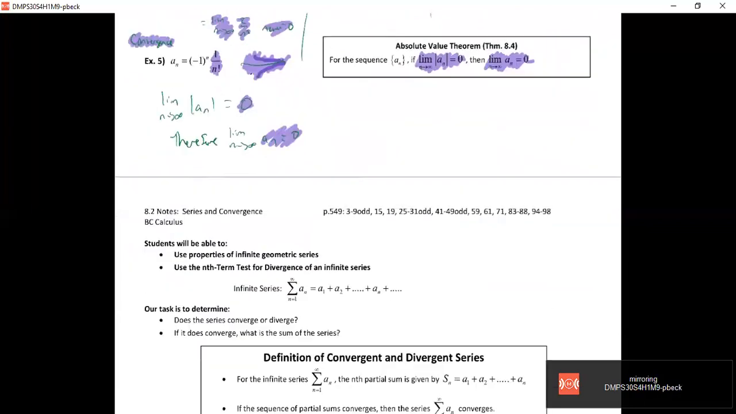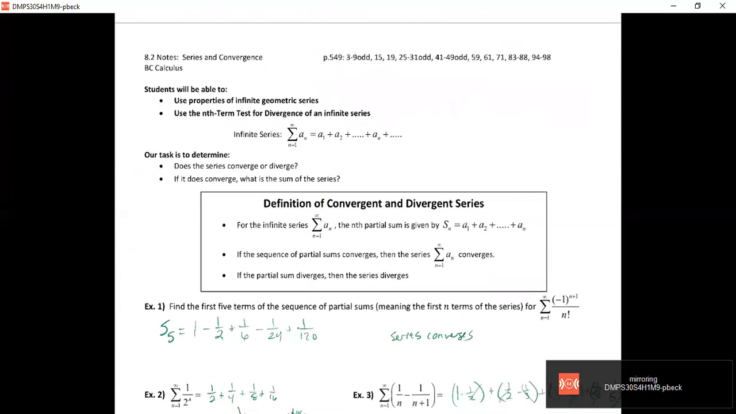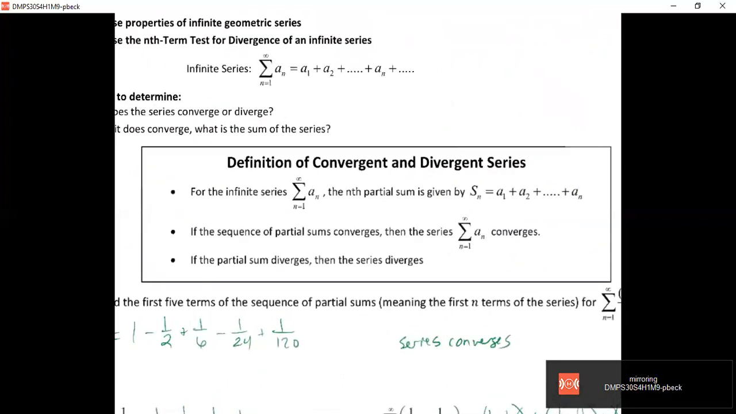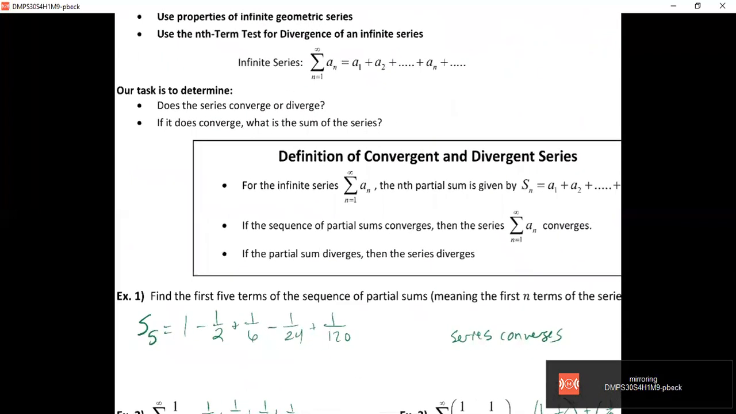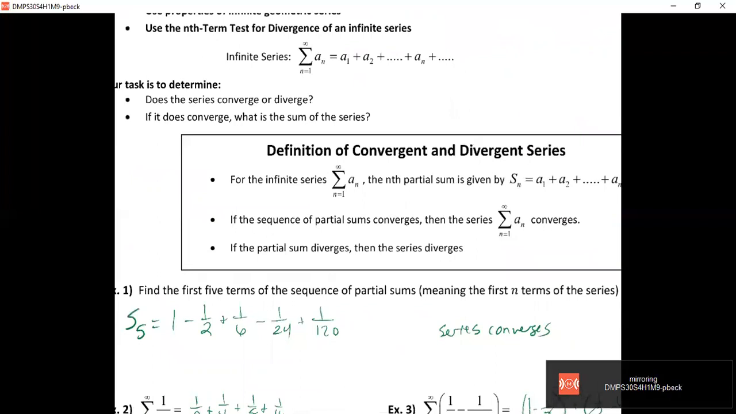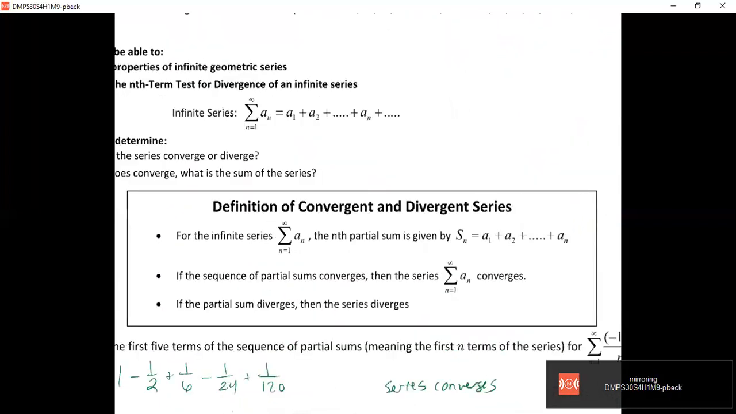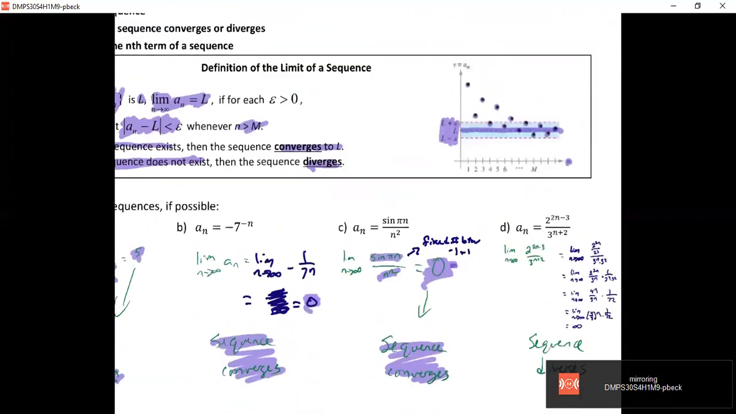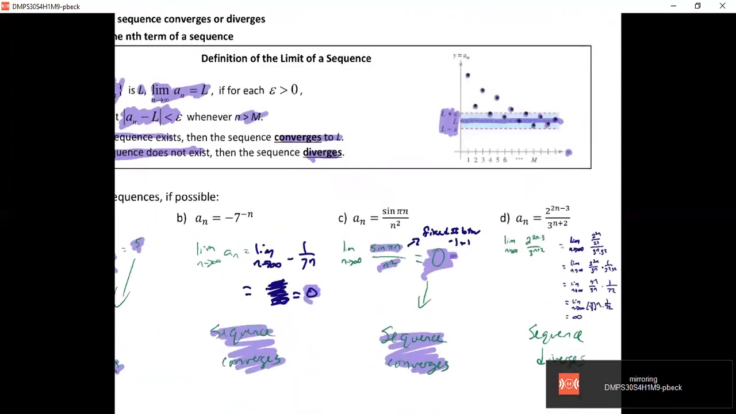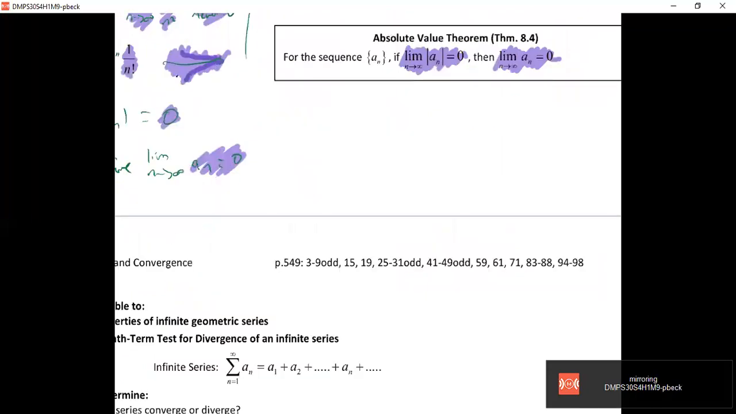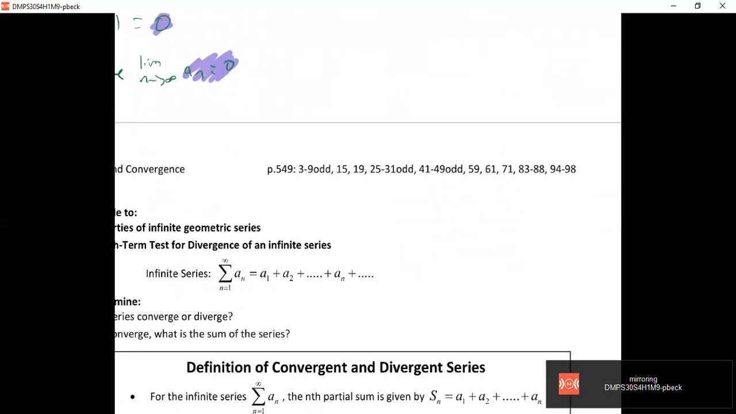Speaking of series, that's what 8.2 is about. 8.2 covers series and convergence and divergence of the series. So, without further ado, our goal is to determine if a series converges or diverges, and if it does converge, what does it converge to? So this time we're not talking about just an individual rule converging to a number. We're talking about an overall sum that's converging to a number.